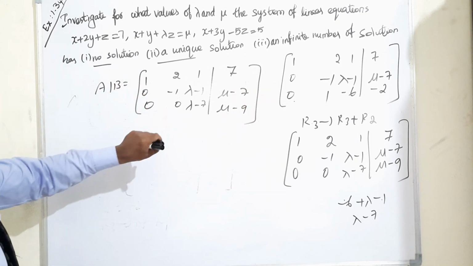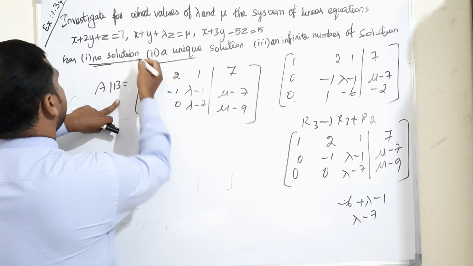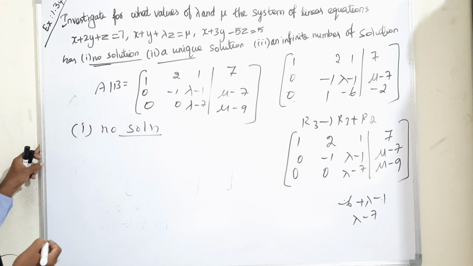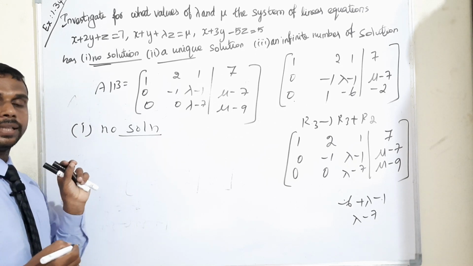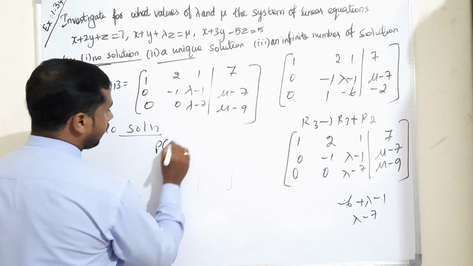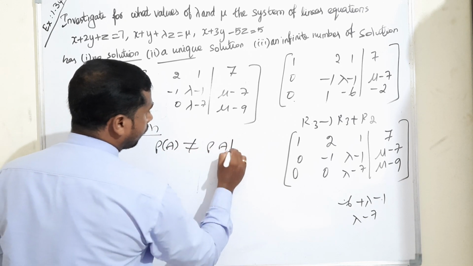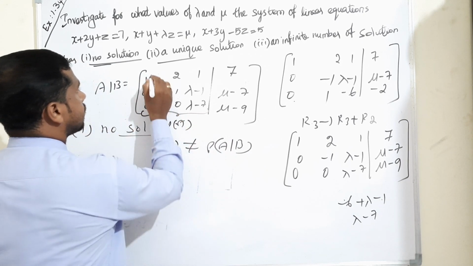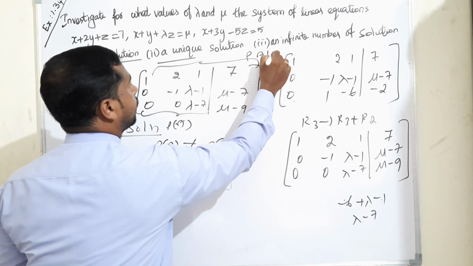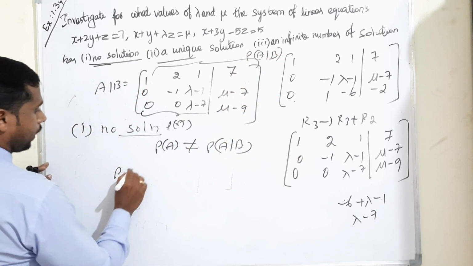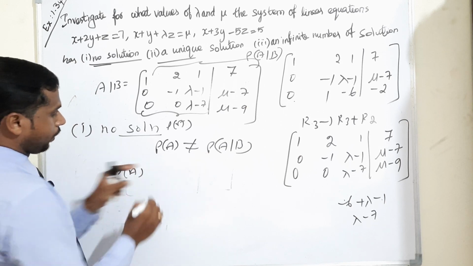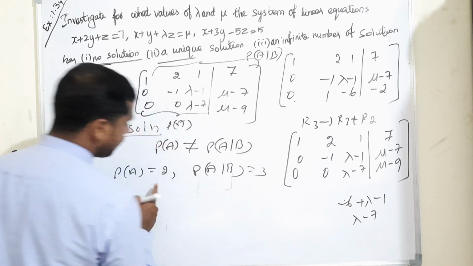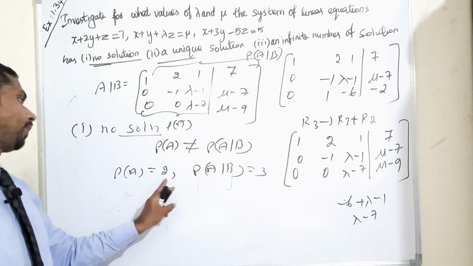After getting the row echelon form, first one, what is the value? No solution. No solution means, as already discussed, rank of A is not equal to rank of A with B. Rank of A considers only the coefficient part, and rank of A with B considers the whole matrix. Rank of A is equal to 2, as well as rank of A with B is equal to 3, which means not equal.